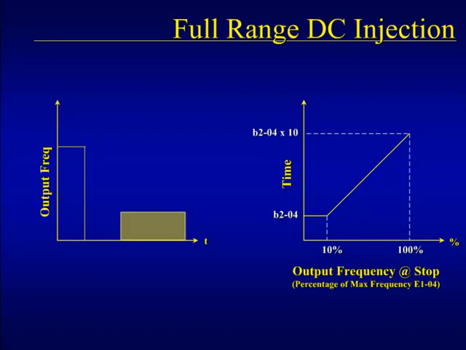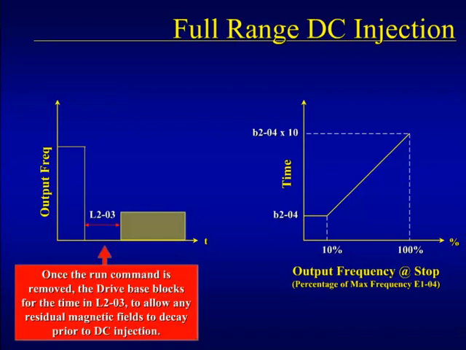Let's first look at full range DC injection. The diagram on the left shows the output frequency of the drive over time. When the run command is removed, the drive is running at some output frequency. The drive base blocks for the time programmed into L2-03. Base blocking is used to allow any residual magnetic fields to decay in the motor so that overcurrents don't occur when sending the motor new voltage.